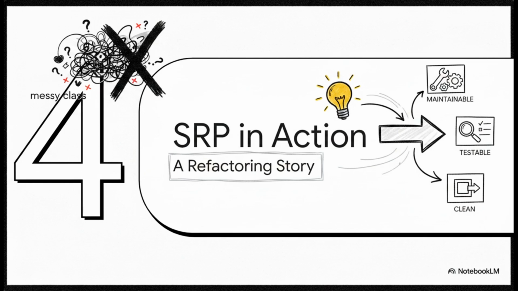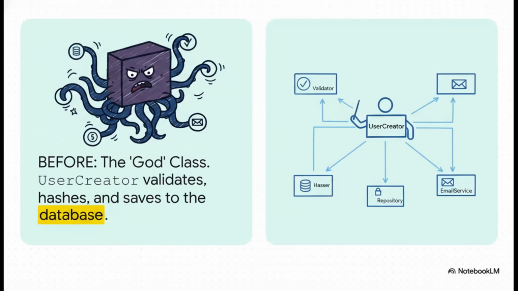Now that we know how to spot the problem, let's see what it actually looks like to fix it. We're going to watch a messy, do-it-all class transform into a clean, beautiful, maintainable design. On the left, we've got our UserCreator God class. You can see it's trying to do everything. But look at the right.